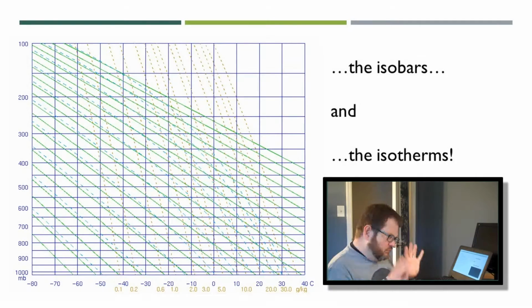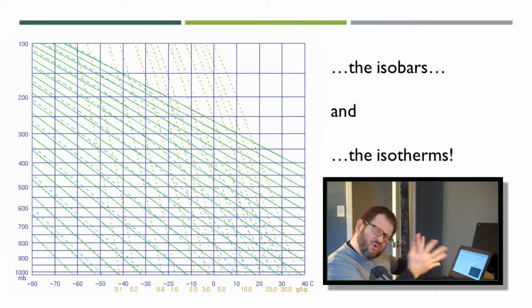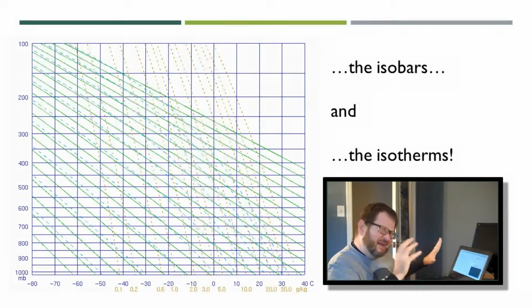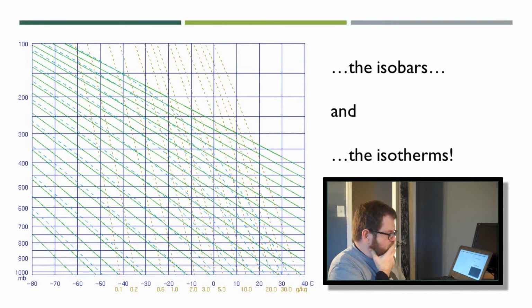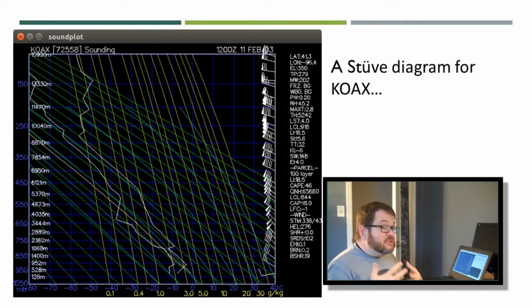Again, do your best not to look at the orange dashed lines and the blue curved lines and stuff that are on there yet, because that's all still to come. But okay, it's a diagram. We can plot them by hand. We will plot them by hand at some point. But I can just use software.